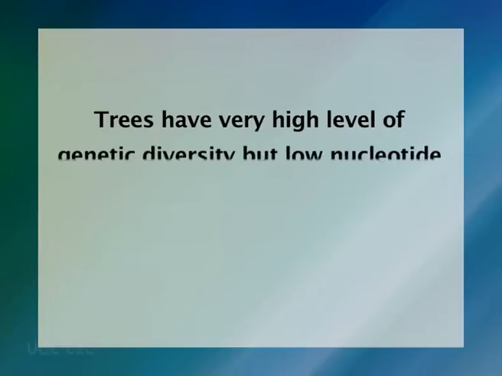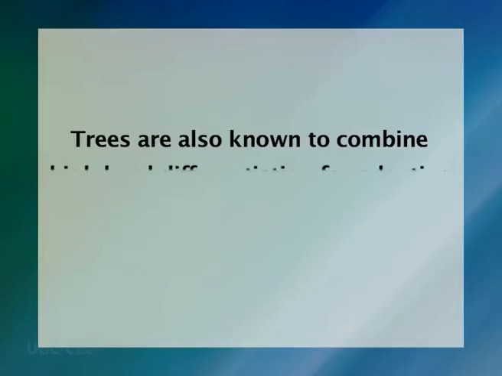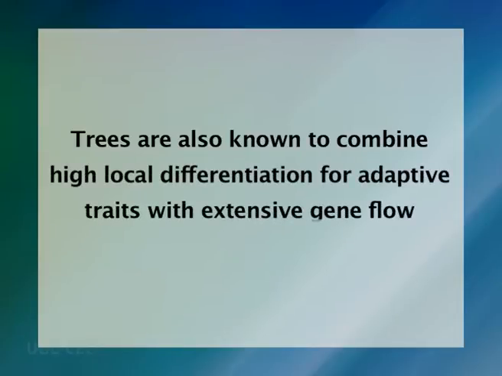Paradoxically, trees have very high level of genetic diversity but low nucleotide substitution rates and low speciation rates as well. From an evolutionary standpoint, trees are also known to combine high local differentiation for adaptive traits with extensive gene flow. Moreover, exceptional maintenance of species integrity in the face of abundant interspecific gene flow seems to be the rule rather than an exception in case of trees.